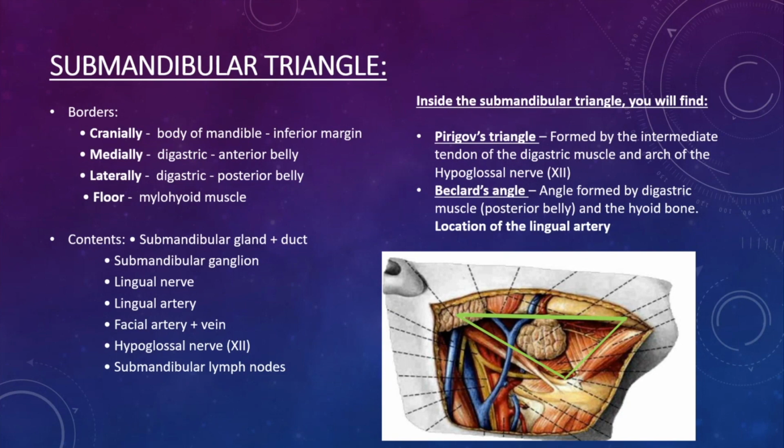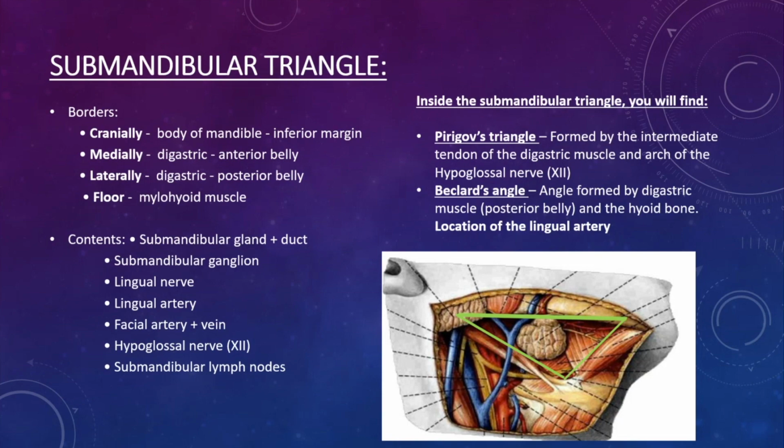But as we go deeper, we'll find the submandibular ganglia, which is one of the parasympathetic ganglia of your head and neck region. We'll also find the facial artery and some submandibular lymph nodes, which drain the lymph from the tongue region.